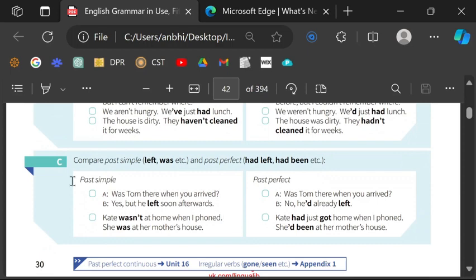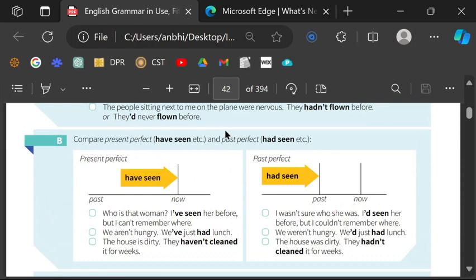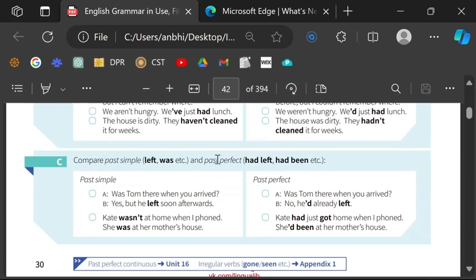Okay? Now let's compare the past simple with the past perfect. This was present perfect and present simple. Now past simple and past perfect. Here. Was Tom there when you arrived? This is past simple, you see. Was he there when you arrived? Yes, but he left soon afterwards. So this means in the past, this person arrived and soon afterwards he left. After she arrived. You see? A few minutes, maybe.